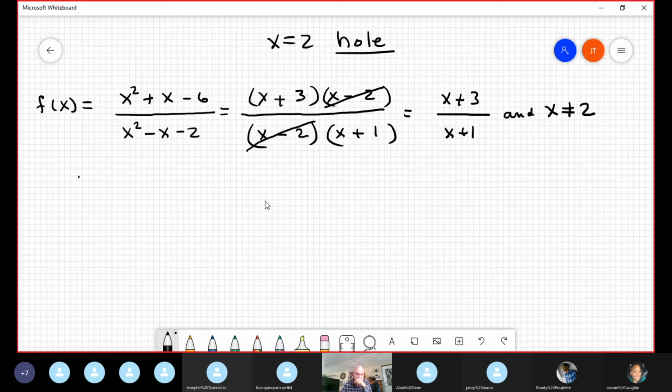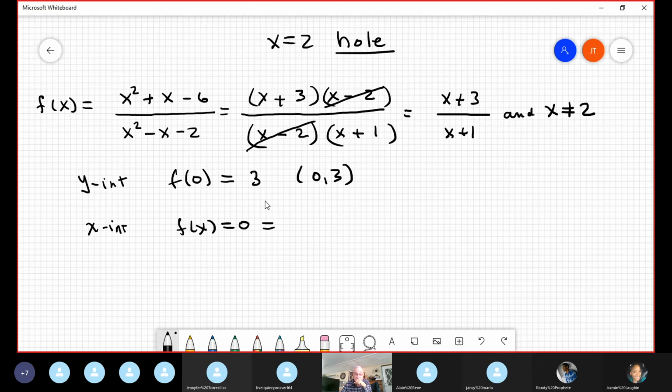What is the next step? Well, the next step, y-intercept, x-intercept. The y-intercept is evaluated at 0, and when you evaluate at 0 it is 3. It is the point 0,3. X-intercept is f of x equals 0. You take the top part equal to 0. It is obvious that the solution is negative 3, and negative 3,0 is the only x-intercept. Only one.